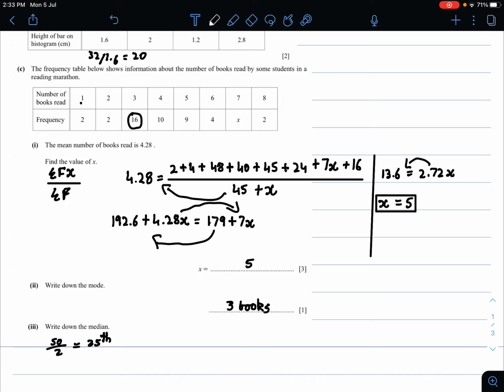So how you would do that is, you would take a cumulative frequency, so you would keep adding the frequencies until you get to a point where the number is more than 25. So 2 plus 2 would be 4, 4 plus 16 would be 20, and 20 plus 10 would be 30. Now 30 is more than 25, therefore we know that the median lies in that particular x value, and therefore your final answer for part C3 is going to be equal to 4 books.